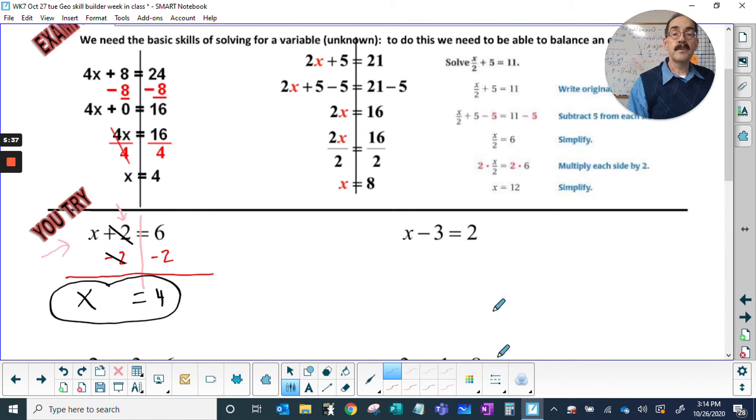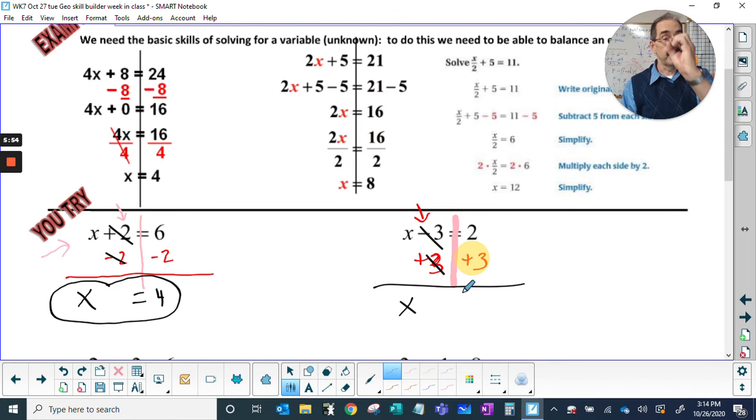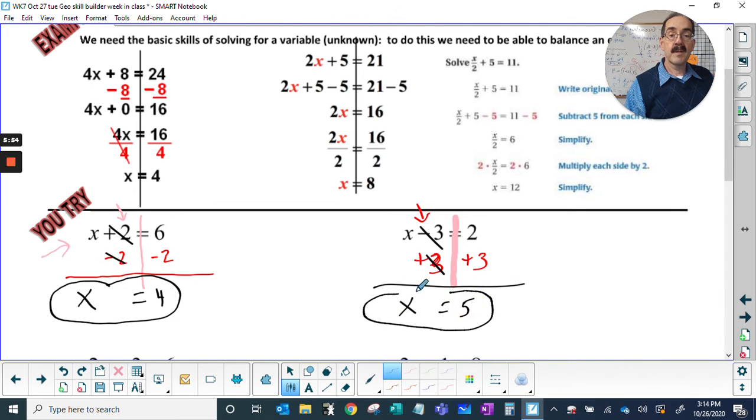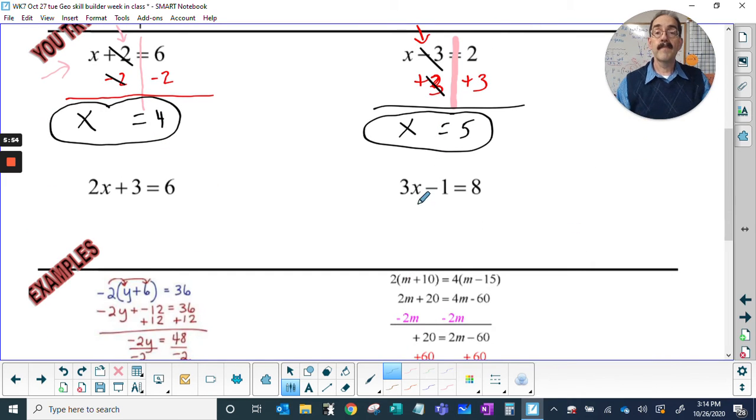Do the same thing. Draw that little fence. What's the opposite of a negative? +3. Draw the line. We bring down the x because it still exists. 3 minus 3 is 0. We bring down the equal because it exists. 2 plus 3 is 5. Let's step it up. You can practice these. And there's also a solo practice where you can try.